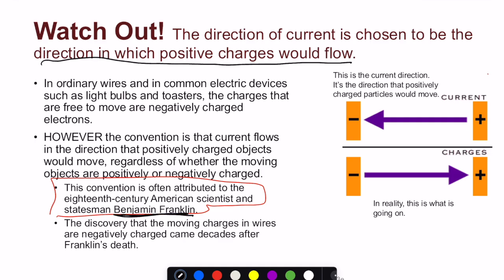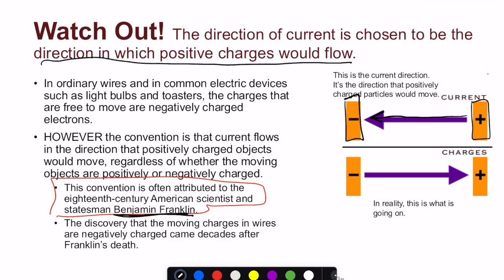The interesting part of it is, when he was studying current, he actually didn't know what was making up the current at the time. He had no idea electrons or atoms even existed. That was well before the time where we had the ability to see subatomic or atomic level things. So Benjamin Franklin was just recording his observations, and he decided to define this positive terminal and negative terminal, and that current would flow from the positive to the negative.